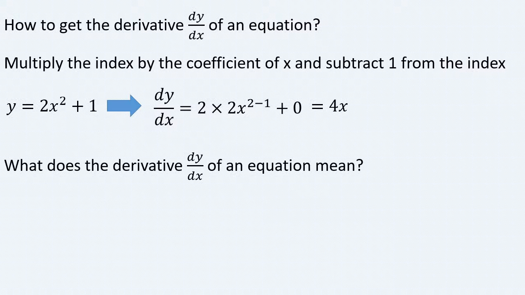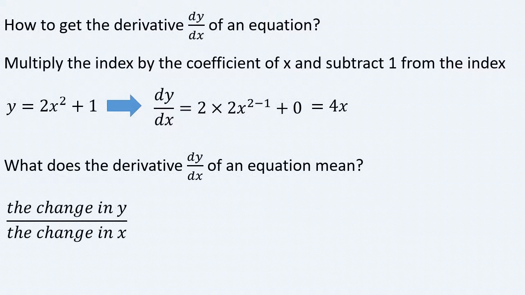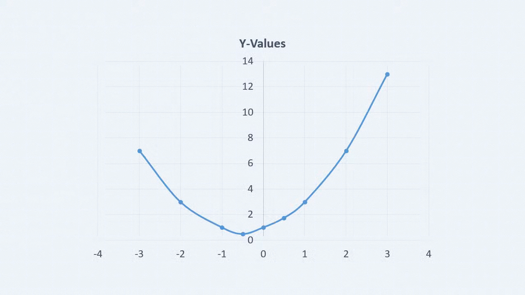Now, what does the derivative dy by dx mean physically? Dy by dx means simply the change in y over the change in x, which we also call the gradient or the tangent of a curve. To illustrate this graphically, this is the curve of the function y equals x squared plus x plus 1.